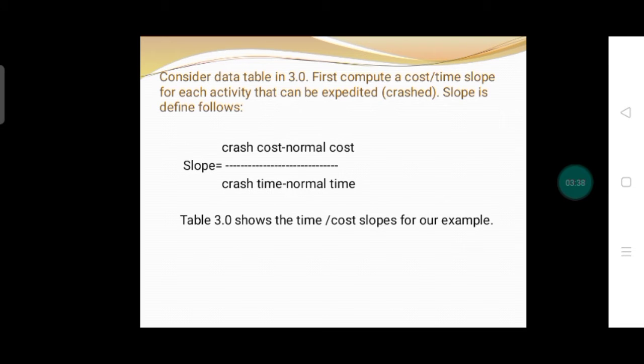Consider the data table in 3.0. First, compute a cost-time slope for each activity that can be expedited or crushed. Slope is defined as follows: slope equals crush cost minus normal cost, over crush time minus normal time.